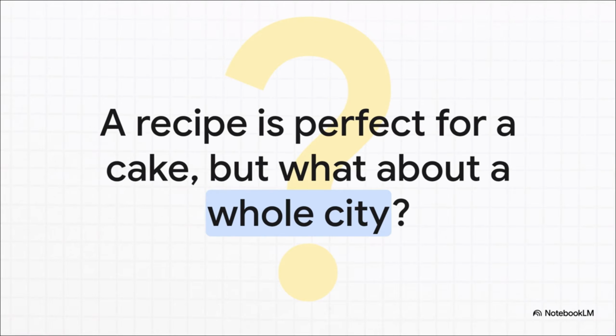And that kind of leaves us with one last thought. A detailed recipe is perfect for a self-contained job, like baking a single cake. But what happens when the problem gets way, way bigger? What if you're not just baking one cake, but you're trying to build and run an entire interactive city with millions of different parts all doing their own thing? Maybe, just maybe, a single step-by-step recipe isn't going to be enough.